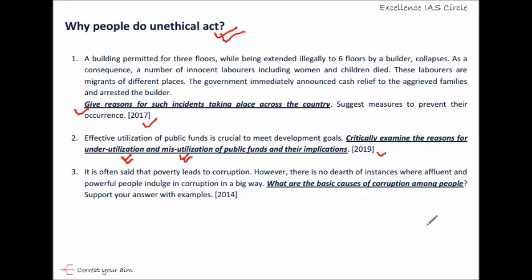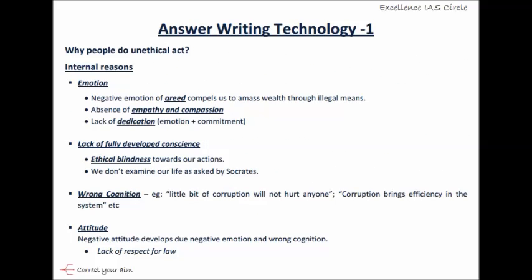So if you see in all these three questions, they are simply asking why people do unethical acts, why people do illegal acts. As you can sense, this simple question can be asked in many other ways as well. And after doing the technology, we'll see the answer to these three questions and many more questions that have already been asked and similar questions that might be asked in future.